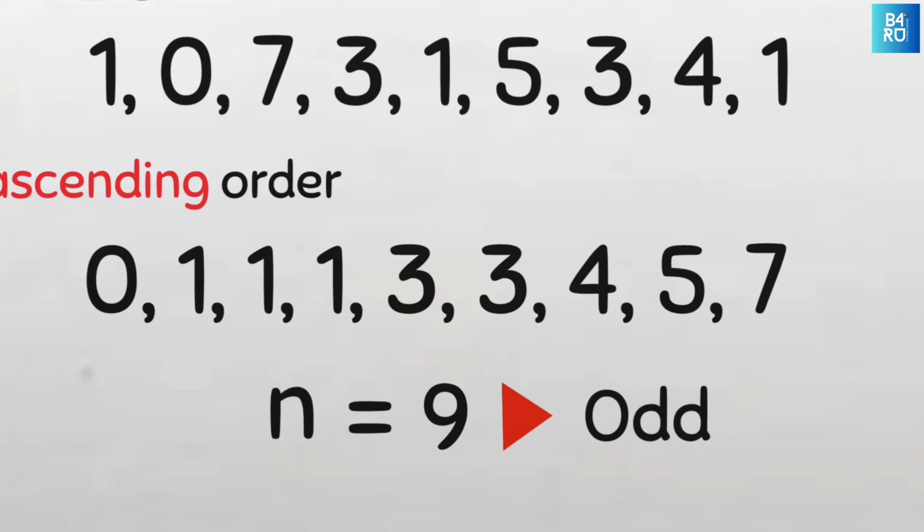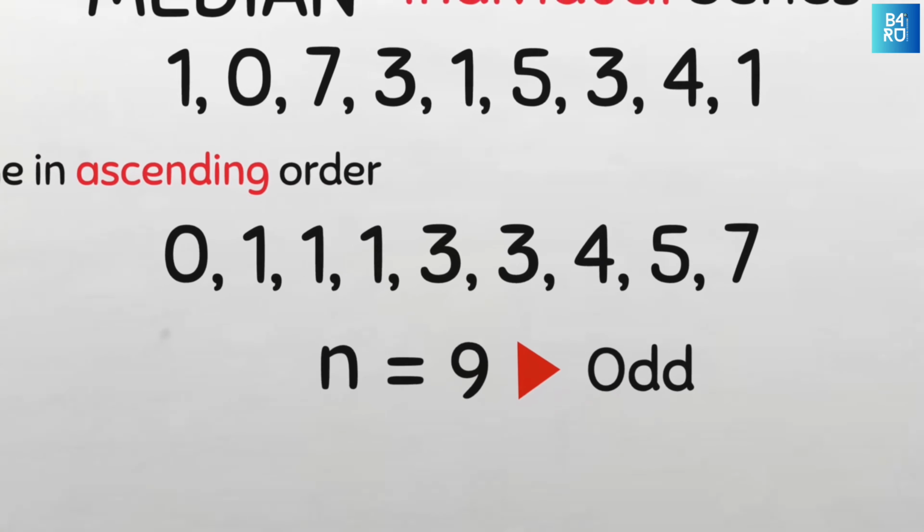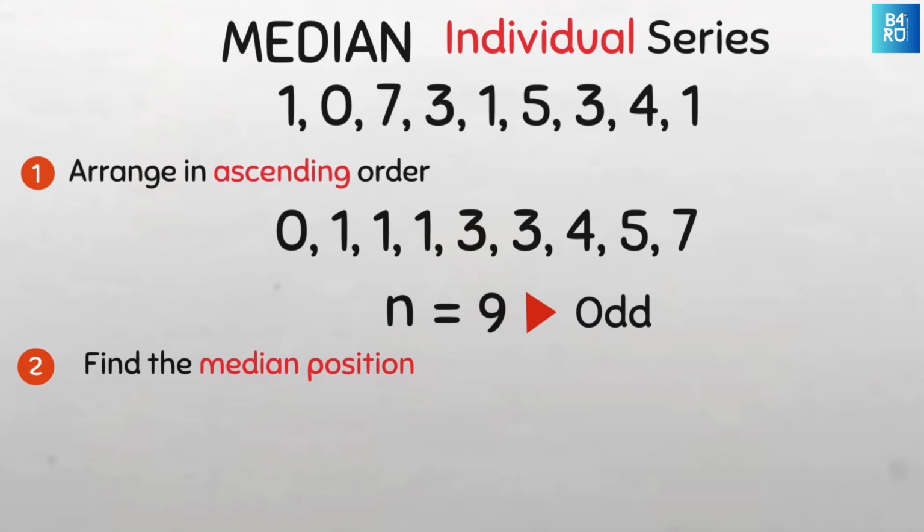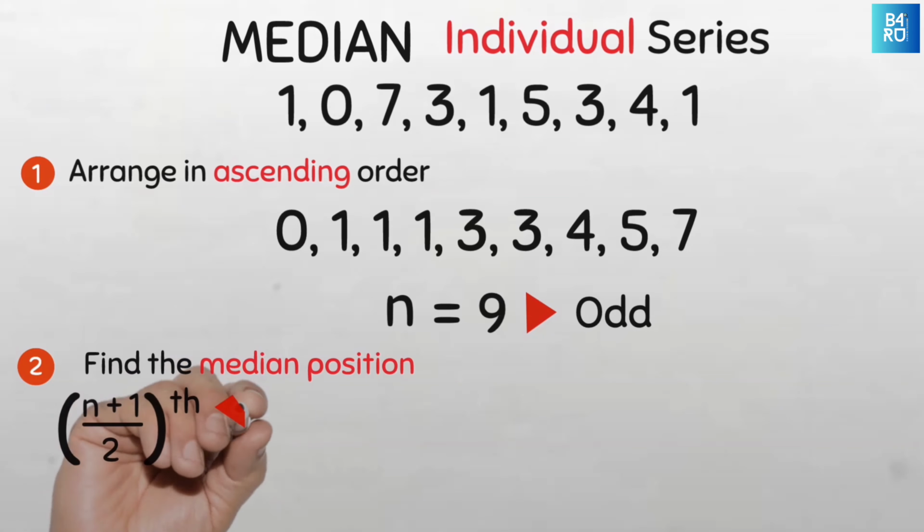Awesome. Now, because our data values are already arranged in order, it will be easy to pick out the middle value. All we need to know is its position. Well, there is a simple formula for this. The median position is given by (n + 1) / 2. Notice that there is a th up here. This means that whatever we find here is just the position of the median and not the median itself.